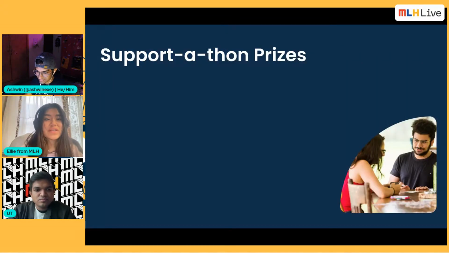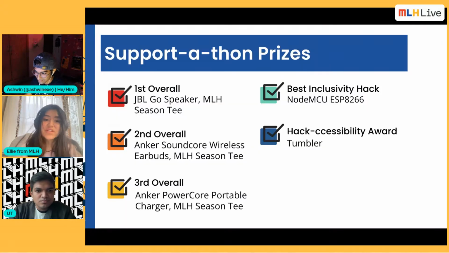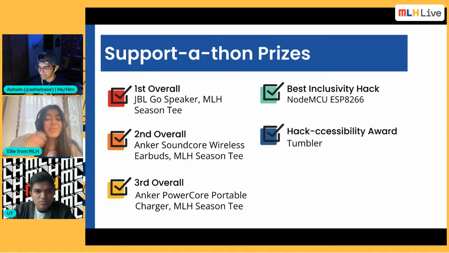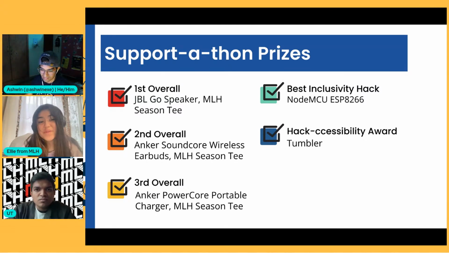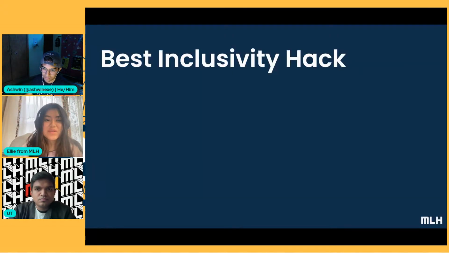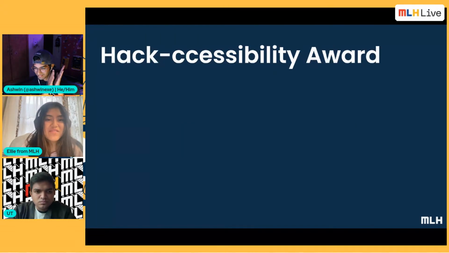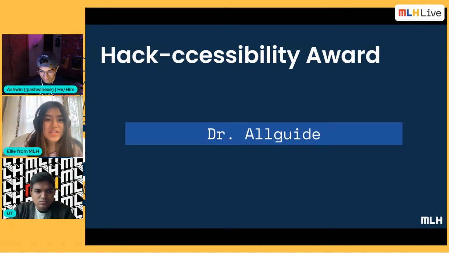Then we'll be going through the Suppport-a-thon prizes. That is going to be the first, second and third overall, as always. And then best inclusivity hack, that is whether you created a hack that was keeping in mind inclusiveness, keeping in mind everyone. And then the Hackccessibility Award is going to those whose team was 50% first-time hackers. For the best inclusivity hack, that's going to Dia. Congratulations. And the Hackccessibility Award is going to Dr. Allguide. Congratulations to you as well.